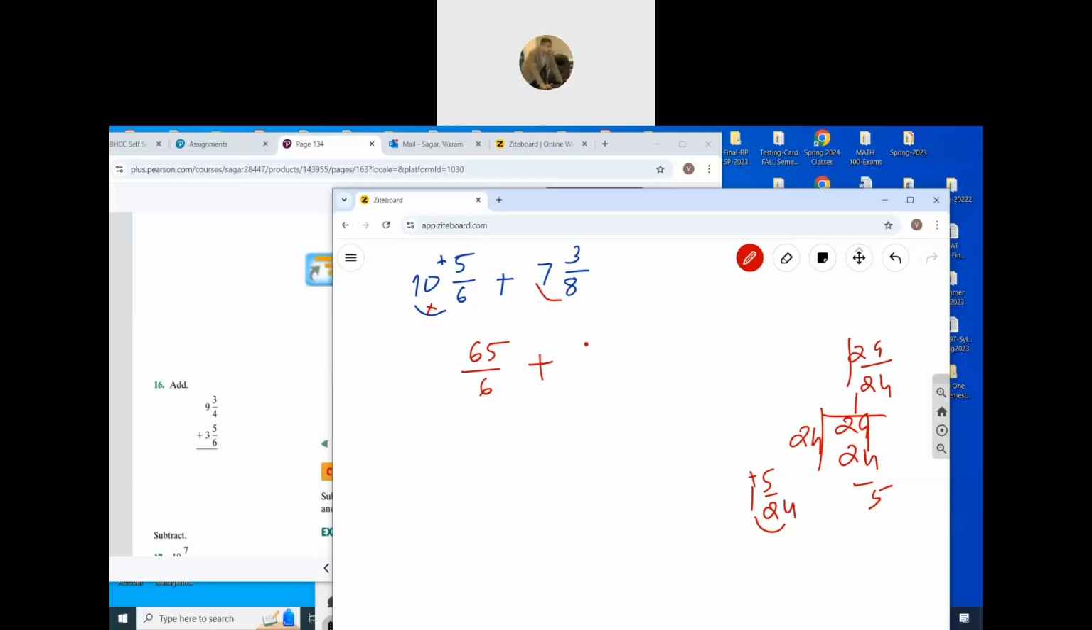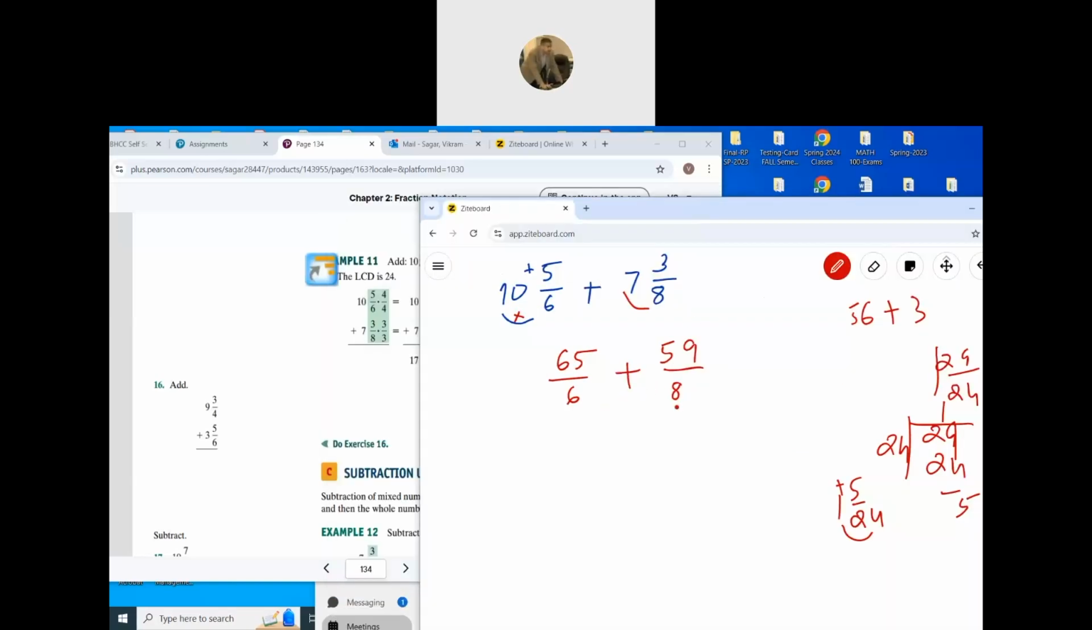8 times 7 is what, please? 56. Okay, exactly same thing, plus 3 here, which is 59. So 59 over 8. That's it. So now these are my mixed numbers, but these numbers look familiar.